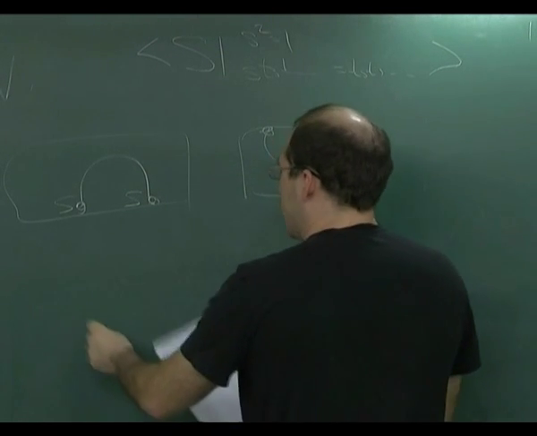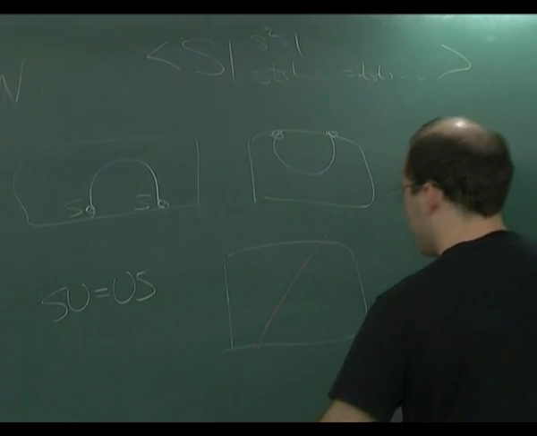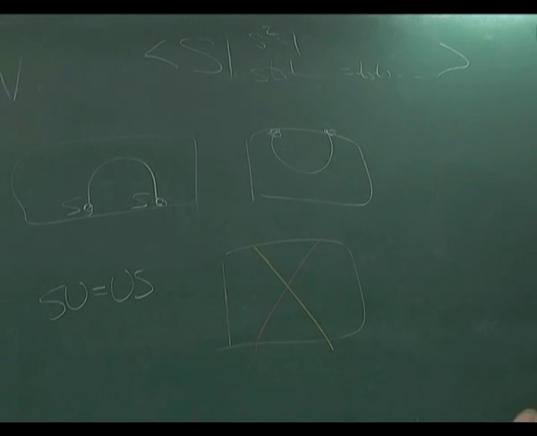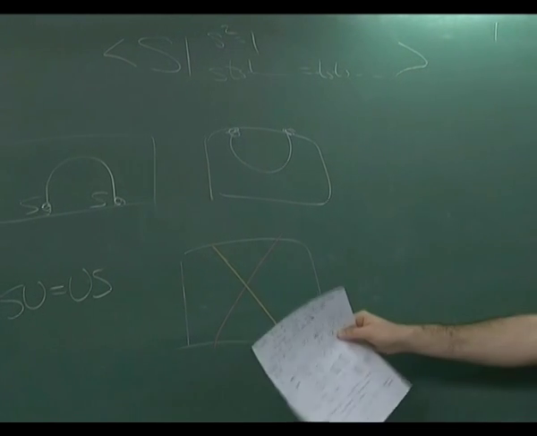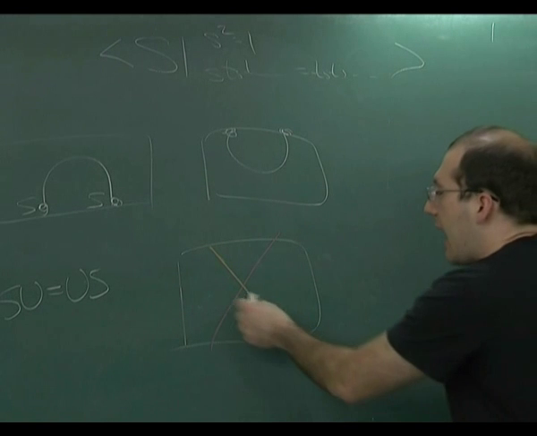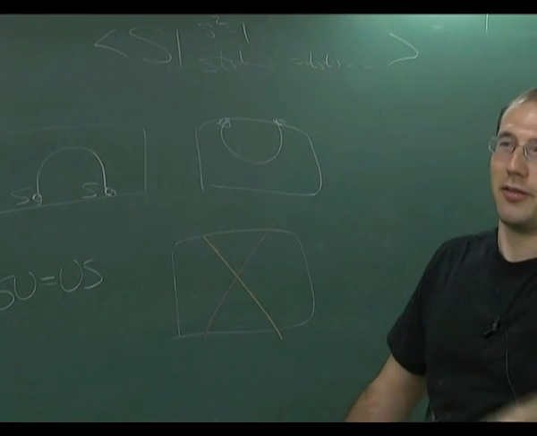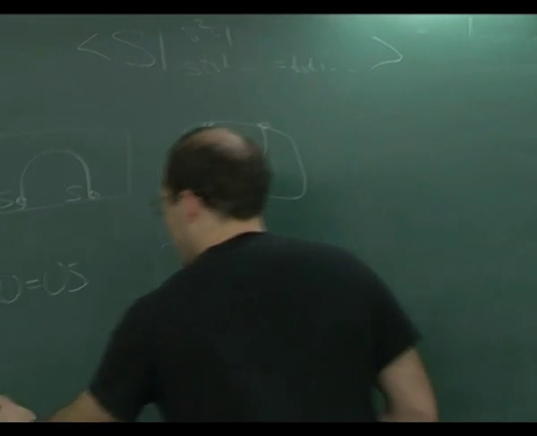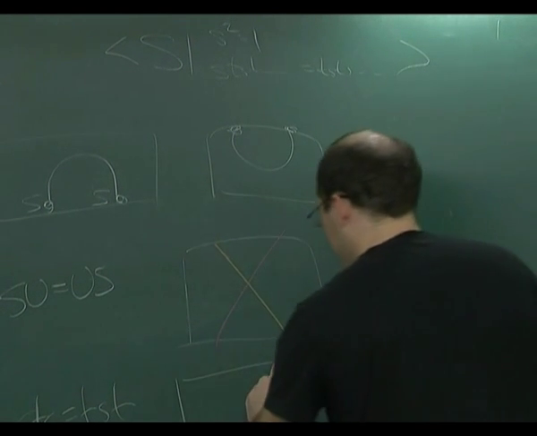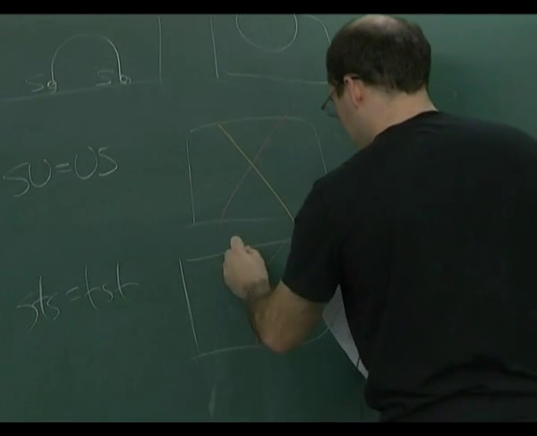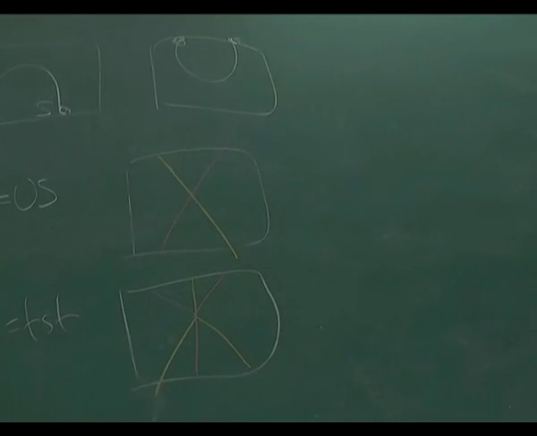But then we also have braid relations. So if SU is equal to US, then you have some picture that looks like this. This is some map from SU to US. And you just draw it like this. We should be keeping track of a tag somewhere, but like I said, there are some relations that you can impose that allow you to forget those tags as well. So these are the other relations I was talking about. For STS equals TST, it would look something like this. There is your map from STS to TST.